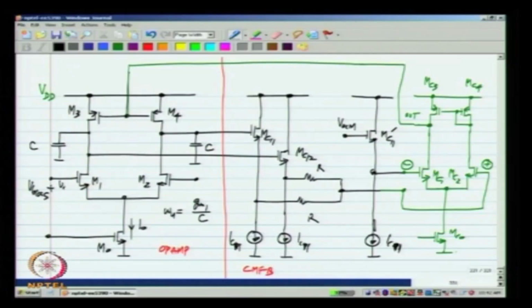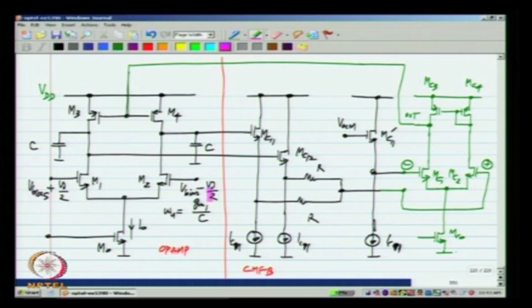Now, we have this common mode feedback loop, and like any other negative feedback loop, we have to make sure that it has a small enough delay and it is stable. Now, as far as the common mode feedback loop is concerned, we need to be concerned only with the common mode operation. So, I will use the common mode half circuit, that is, normally you would apply a differential input to this op amp, but I will now assume that we have applied only a common mode input and analyze the common mode part of it.